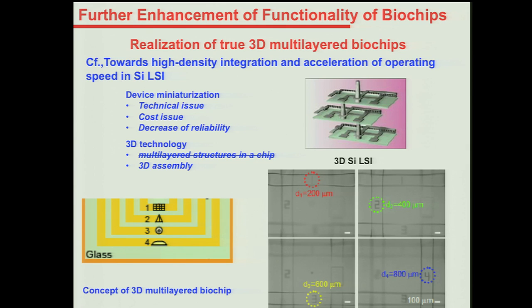On the other hand, our technique of hybrid femtosecond laser technology has great potential to realize true three-dimensional multi-layered biochips integrated with some functionalities, as illustrated here. As a preliminary result, we succeeded in fabricating a four-layered microfluidic channel embedded 200 micron, 400 micron, 600 micron, and 800 micron below the glass surface, respectively, and then integrating the polymer microstructures, which are the layer number 1, 2, 3, and 4, into each microfluidic channel.